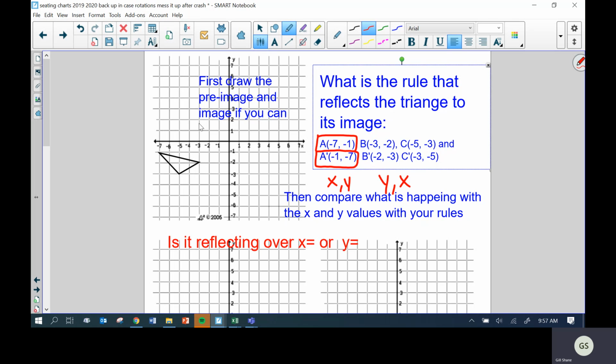Do you have the rule sheet? All you're doing really is looking at this. You can try to do it by drawing it if you want, but that takes a lot longer. So try to do it without drawing it so you can get it.